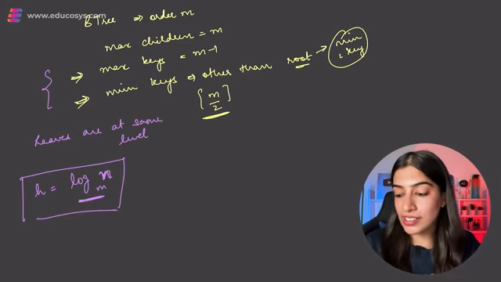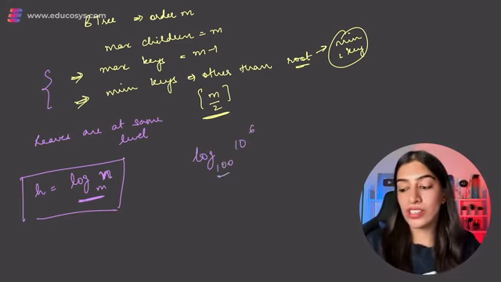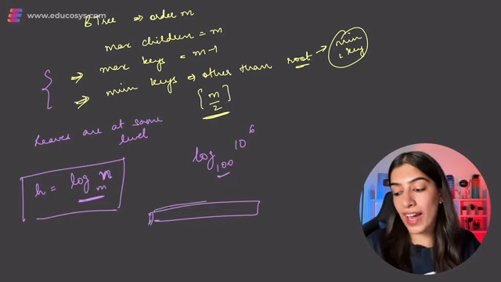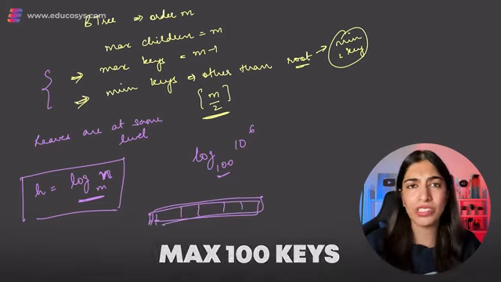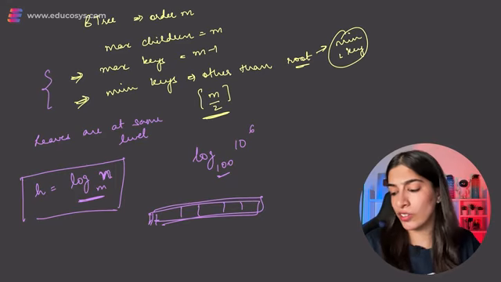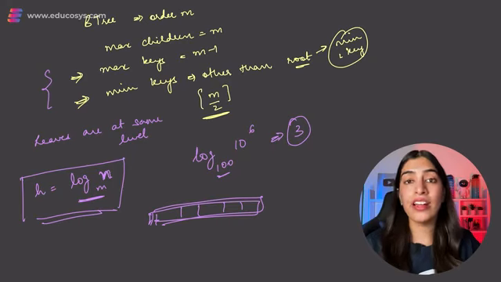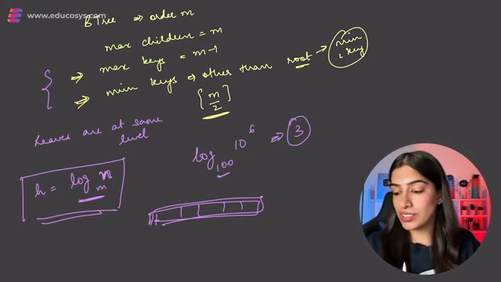In the example that we had taken, it was log of 10 power 6 and the order that I said was 100. That means that every node can have a maximum of 100 keys, which is easily doable in a real case scenario, right? So this would essentially require just 3 IO operations, and this is where we started. I hope now the characteristics and the main important points of B trees are completely clear.